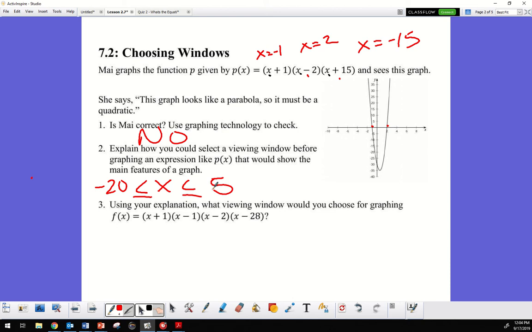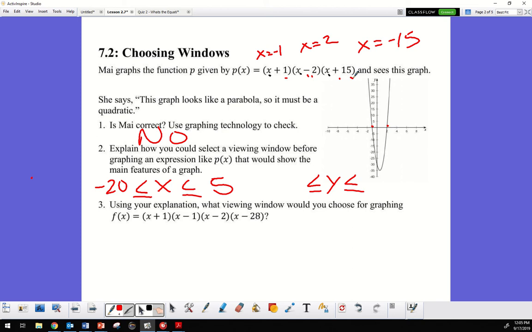Now for the y values, how did I show you guys to get the y value? How did we get the y value? Multiply? What am I multiplying? 1 times -2 times 15. 1 times -2 is -2. So I get negative what? -30. So lower bounds should be -30.